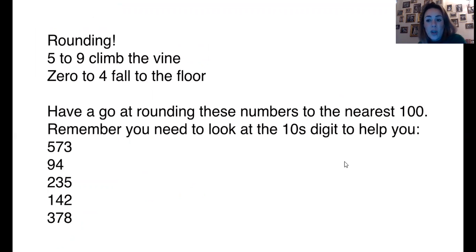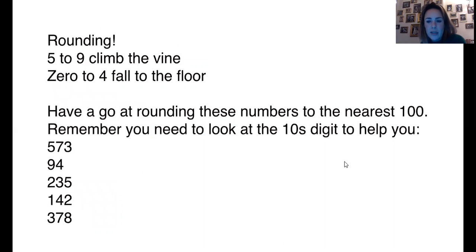Working with money today, we're going to be thinking about rounding. We've done this in class, we did it just before we broke up for Christmas, so let's have a reminder, and this is a rhyme that's up on our working wall in Willow class. 5 to 9, climb the vine. 0 to 4, fall to the floor.